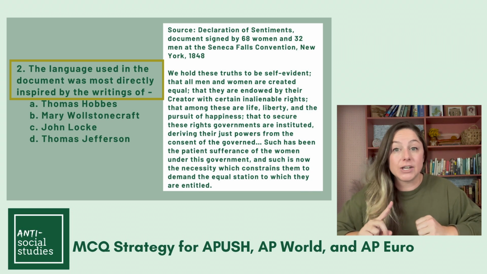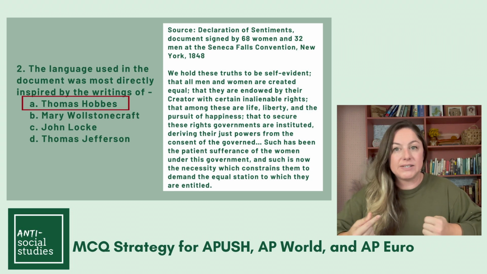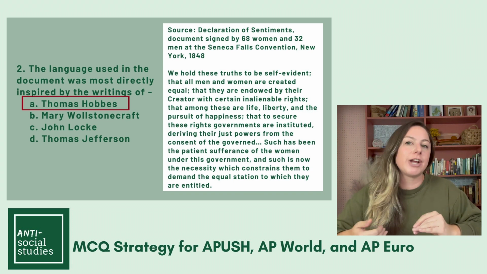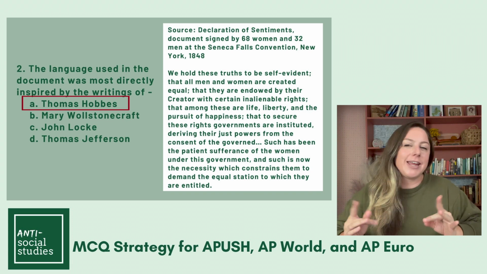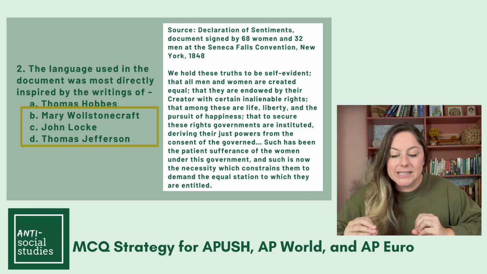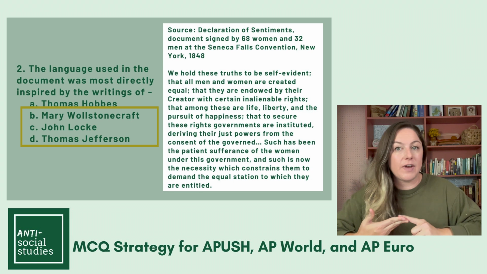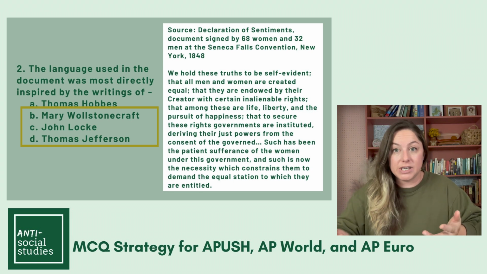This feels like a trap. Right? I can immediately eliminate Hobbes because if you know anything about Thomas Hobbes, he's not talking about equality of the genders and liberty and the government. Like he's talking about absolute monarchy. But B, C, and D all kind of make sense. We know that Mary Wollstonecraft was a feminist Enlightenment writer. So that would probably be the one my gut would tell me to pick.